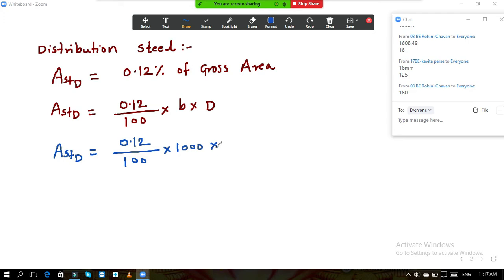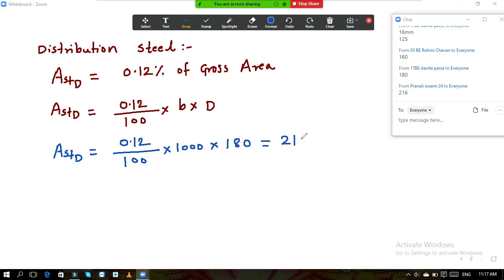D is what? D is overall depth. So I think effective depth is 160. So 180. Okay, thank you. So 180. So now please calculate the value. What is our distribution steel? Calculate the value now of distribution steel. 216. Okay. So it is 216 mm square. So this is our distribution steel.